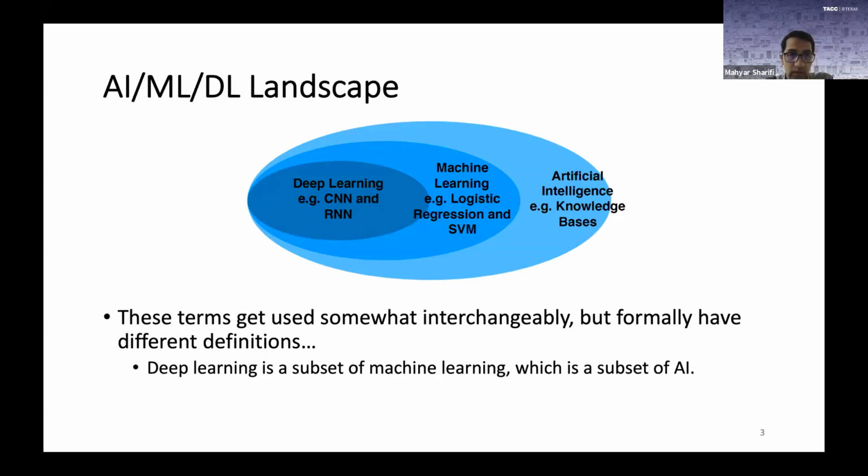Artificial intelligence, machine learning, and deep learning: these terms are sometimes used interchangeably. However, in formal usage, they have different definitions. At a high level, deep learning contains the neural network algorithm types that are essentially a subset of machine learning in general. And machine learning itself is a subset of artificial intelligence and the knowledge bases in that area.